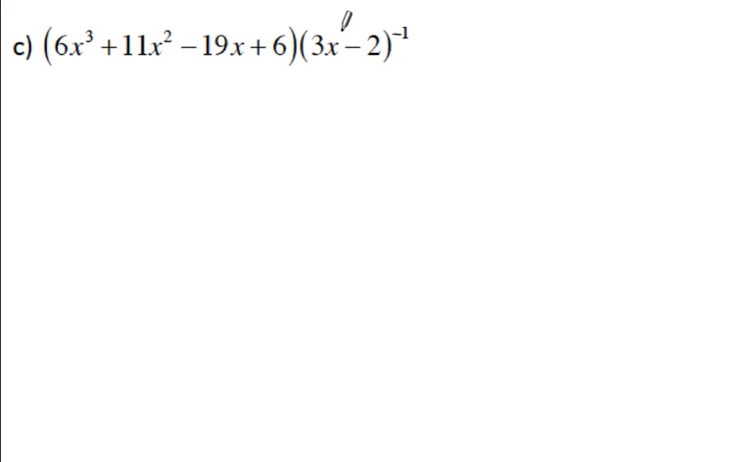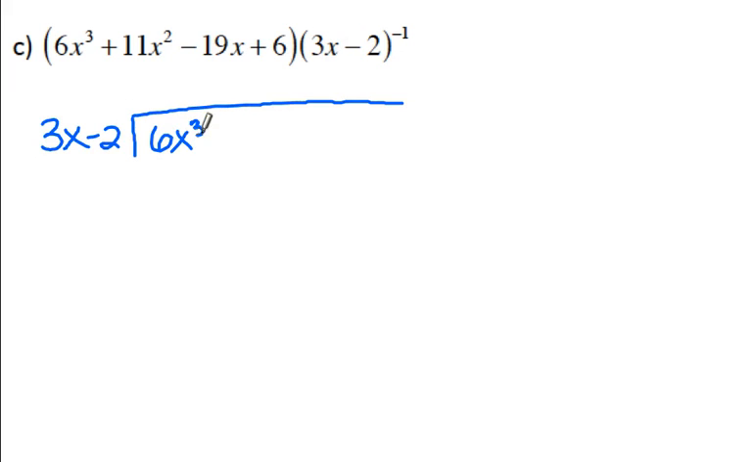Okay, again, this negative 1 is just a fancy way of saying divide. So I'm dividing by 3x minus 2, and I am dividing into 6x cubed plus 11x squared minus 19x plus 6. This one was nice because we didn't have any missing terms, so I didn't have to put in a 0. Now this one's a little tricky just because our first term is a 3x instead of just being an x like it was for the last couple of examples. But the process is still the same.